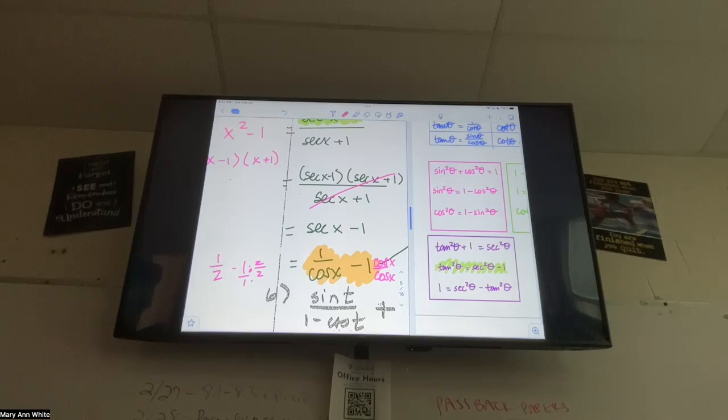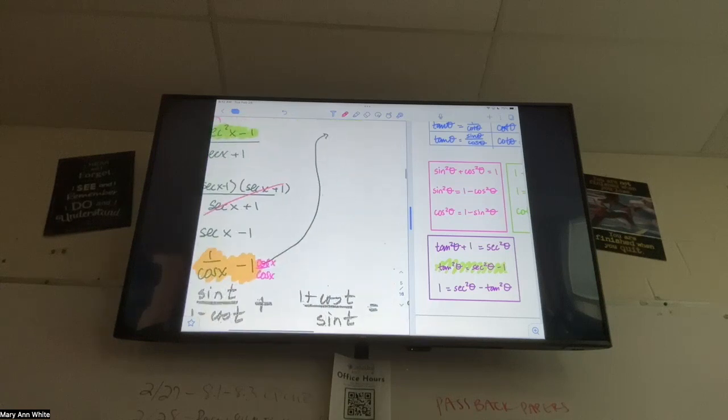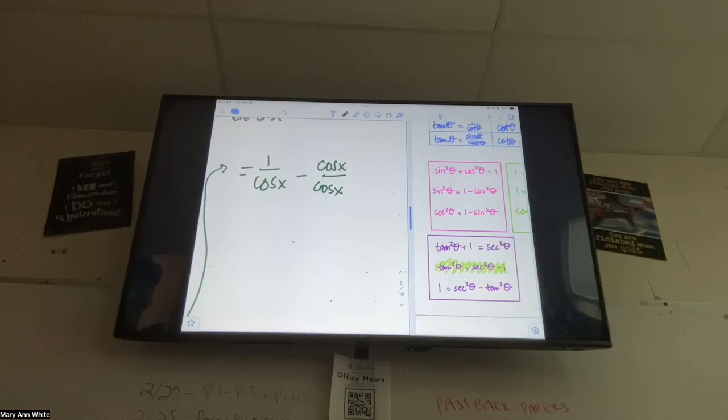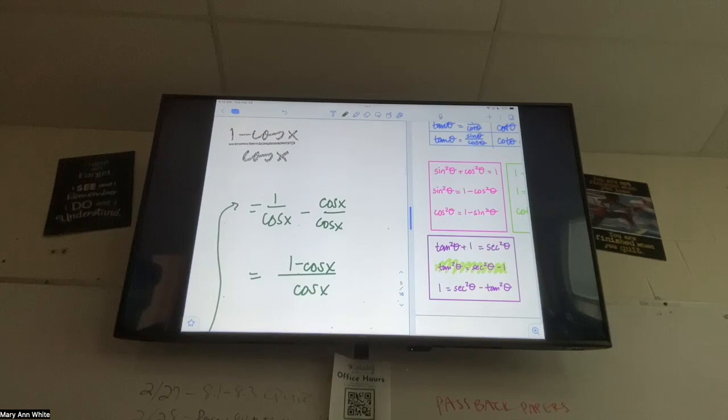We want like denominator. So I already have cosine as one of my denominators. I'm going to multiply that 1 by cosine on top and bottom. So technically 1 over cosine minus 1 turns into 1 minus cosine over cosine. And now can you combine that into one fraction? It's all over cosine, right? And the top is just going to be 1 minus cos. Is that what we wanted? Nice.